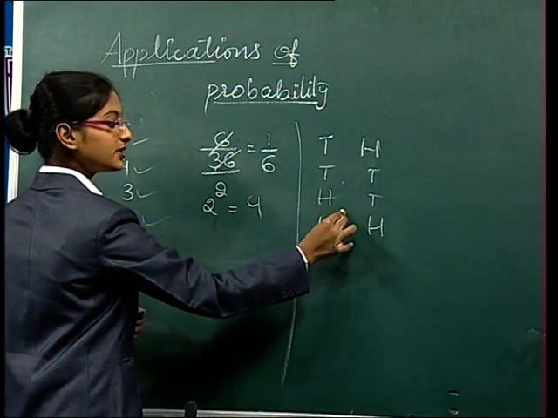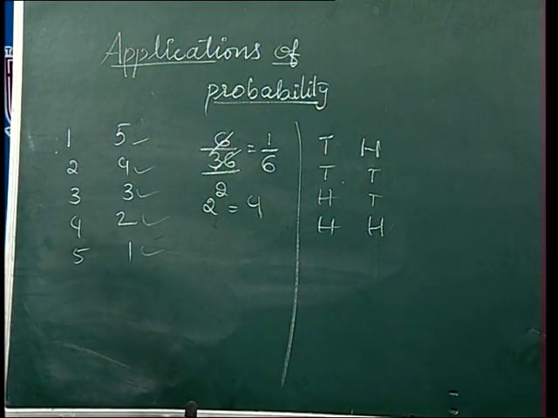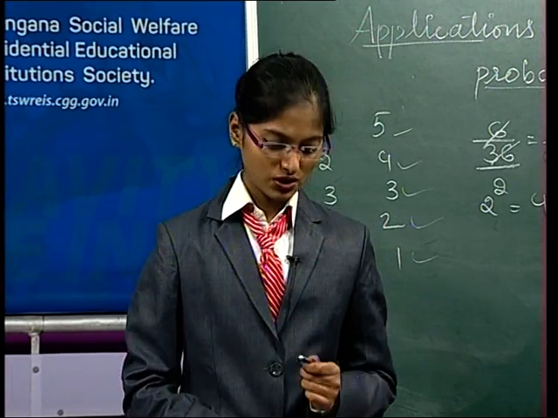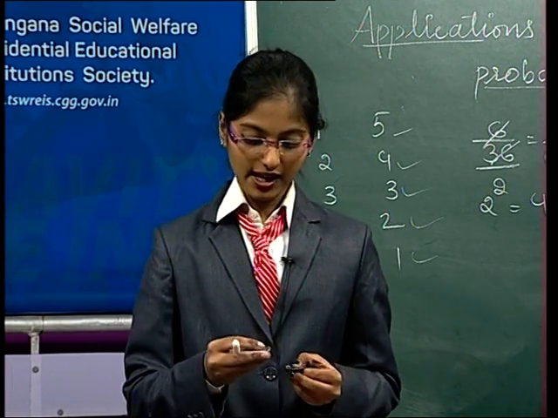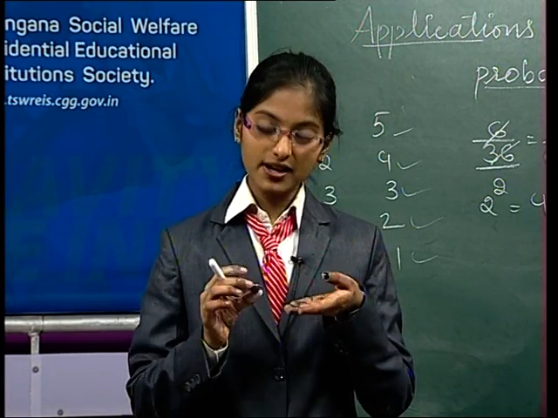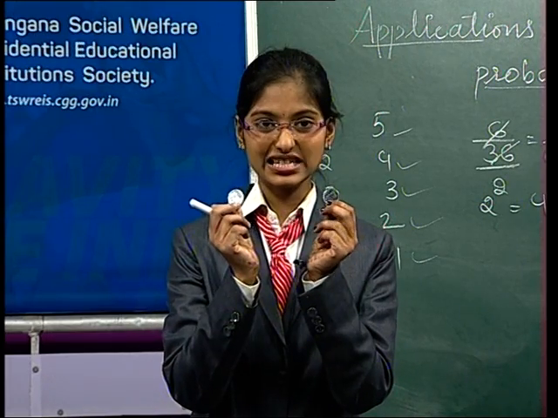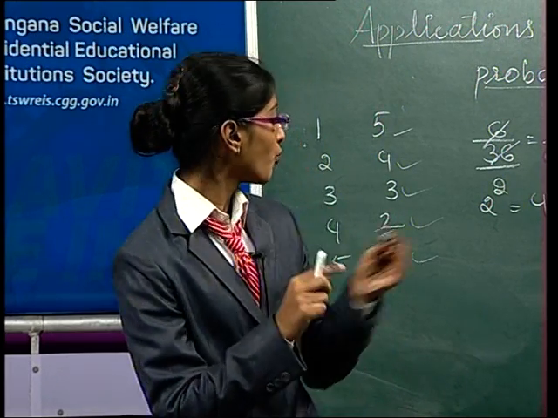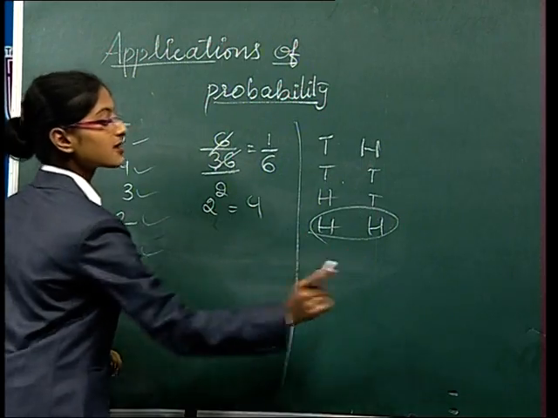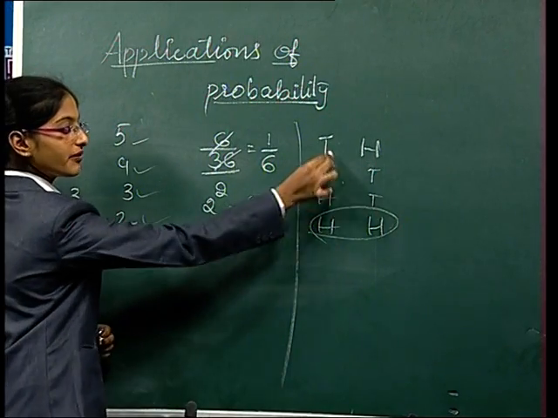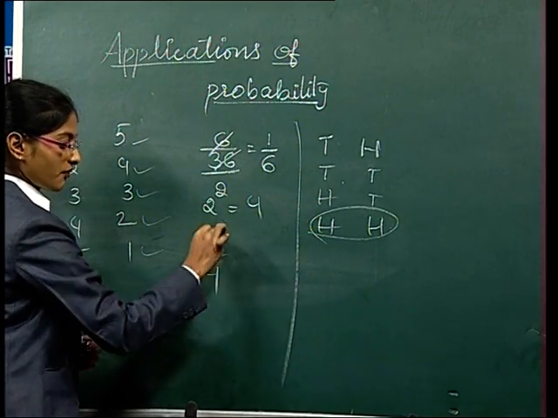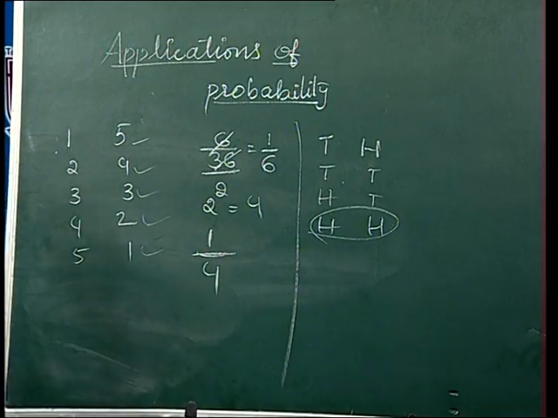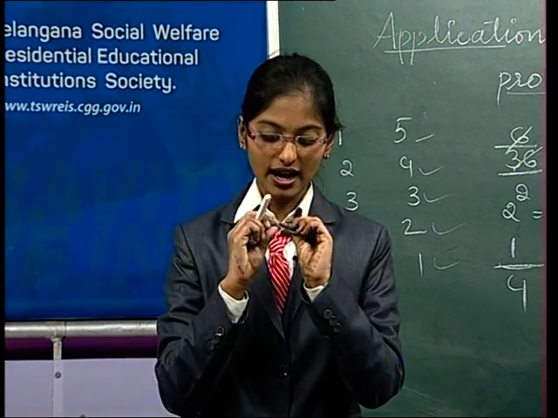1, 2, 3, 4. There are 4 total outcomes. So, when I am playing here, what is the probability of getting both heads? For both heads, there is only 1 chance. So 1 by how many are there? 1, 2, 3, 4. 1 by 4 is the probability of getting both heads.